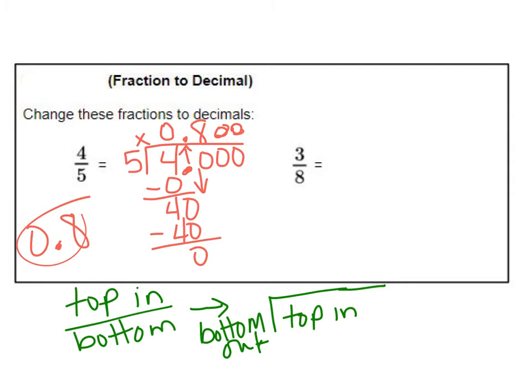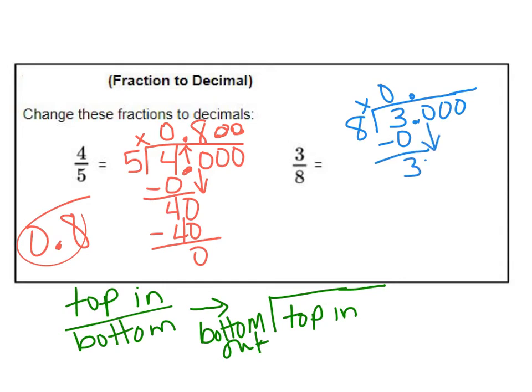Now the next one is a little bit more difficult. So let's go ahead and do the same thing, same strategy. So it's going to be top in, so the 3 goes inside, bottom out, the 8 goes outside. I'm going to add my decimal because I know I'm going to need them. So I'm going to go ahead and divide. 8 into 3 is 0 times, so 8 times 0 is 0. 3 minus 0 is 3.